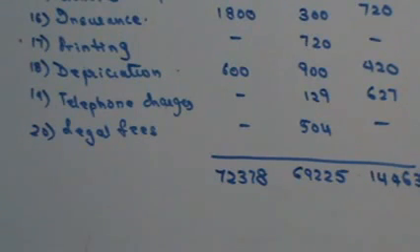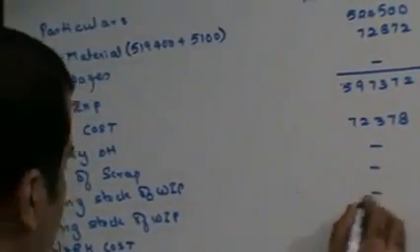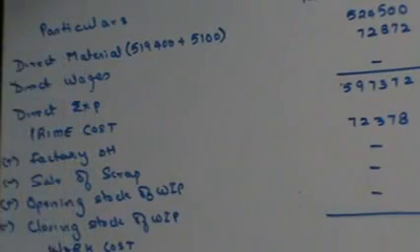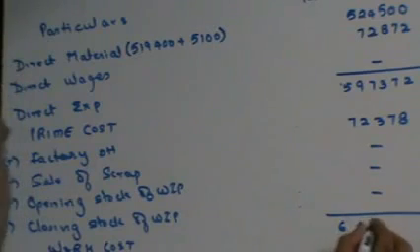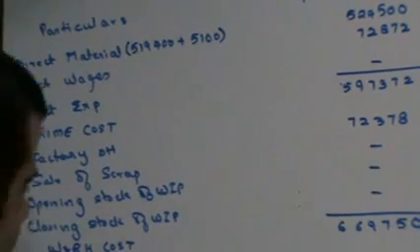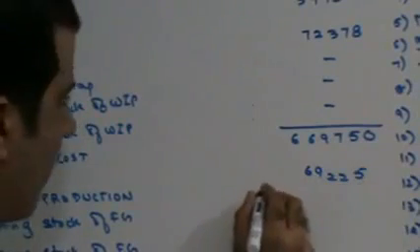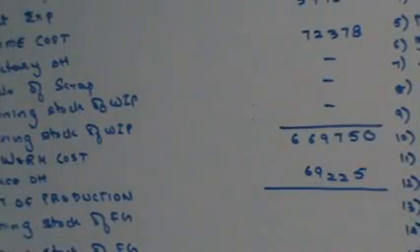Yes, sir. Right? Okay. Let's complete the cost sheet in that case. We've just found out that factory overheads are 72,378. There's no sale of scrap, no opening stock of work in progress, and no closing stock of work in progress. In that case, when I add this, I should get my works cost as 6,69,750. Someone please check that. Office overheads we found out as 69,225.